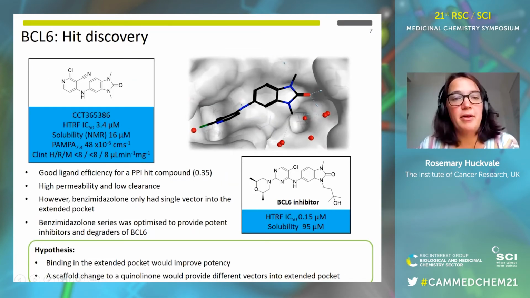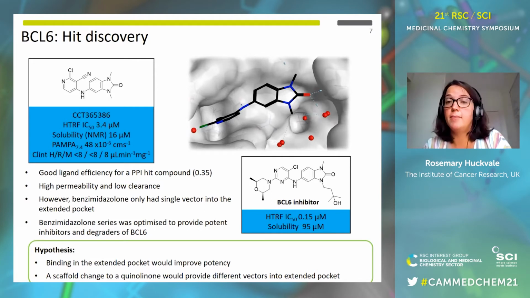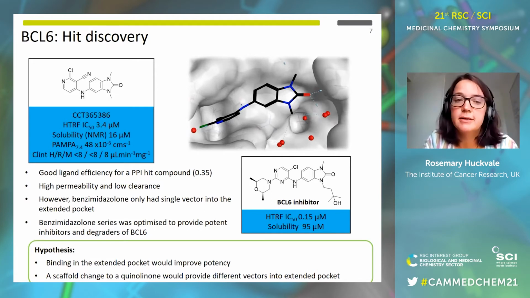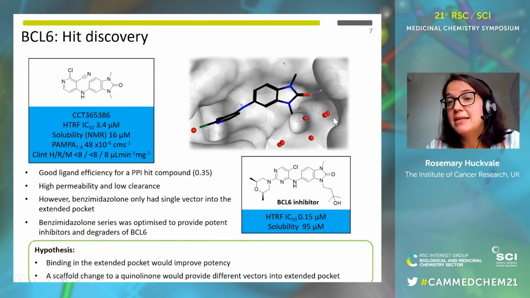So looking at this compound 386 in more detail, we can see it has a good ligand efficiency for a protein-protein interaction hit compound. It has high permeability and low clearance. In the crystal structure, we can see an extension to the pocket to the right of the compound, which is highly conserved amongst all of our crystal structures. In addition, in this pocket, there's a highly conserved network of water molecules, also conserved throughout all of our structures. The benzimidazolone compound has a single vector from this methyl group into this pocket.